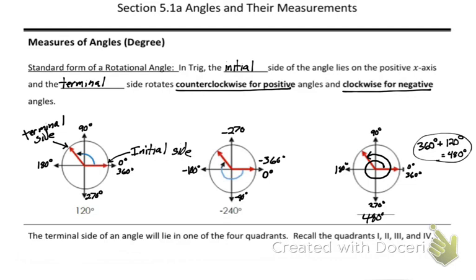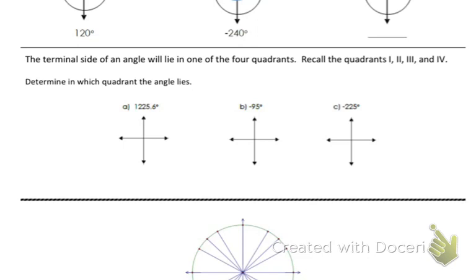Who else had 480? Who had no idea? Who had an idea but it wasn't 480? Who didn't raise their hand? It had to be one of those 3. Okay, so it is 480. So as you can see, I can have the same endpoint, but I can have 3 different angles attached to it, and we'll get to what that's called in a second.